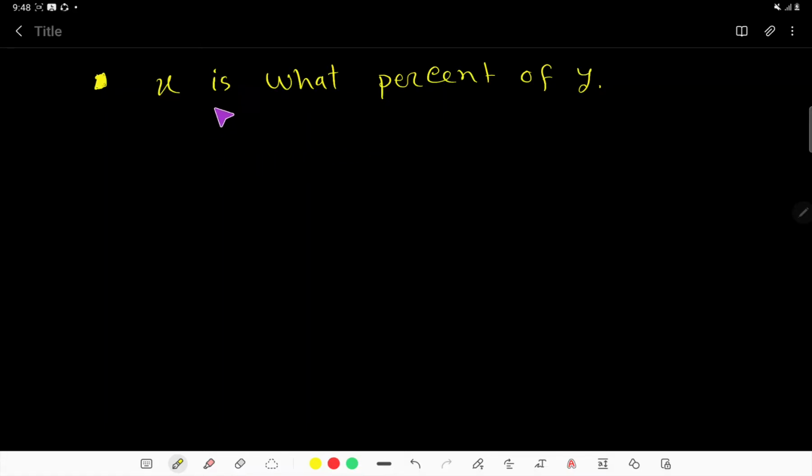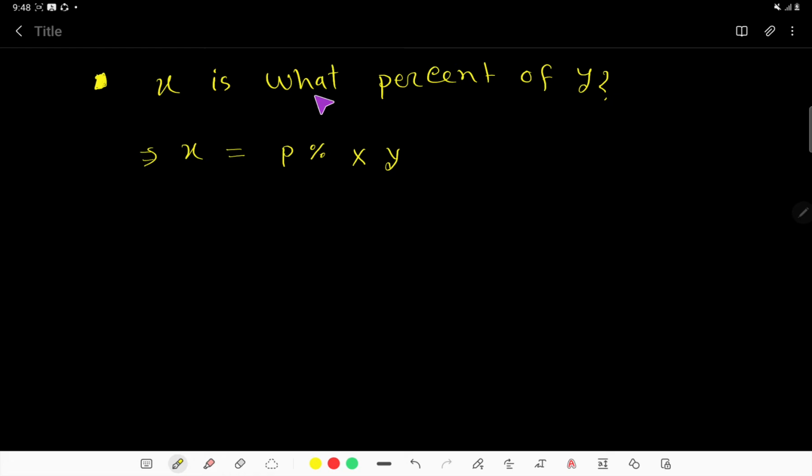In this video, we are going to answer this question: x is what percent of y? To solve this question, in the first step, let us translate this language. So x, then "is" means this equal sign, then what? Okay, let's say it is p, then percent means this sign, then "of" means multiplication sign, and here y.